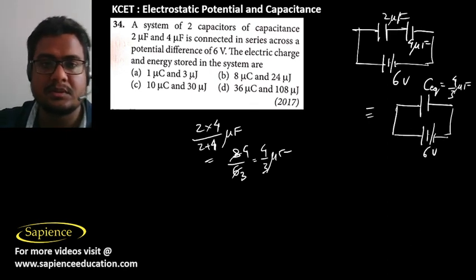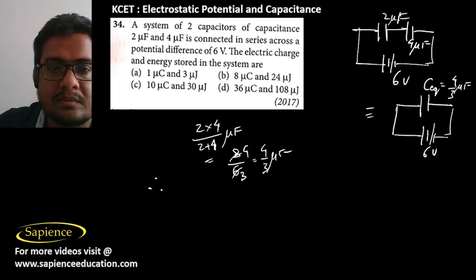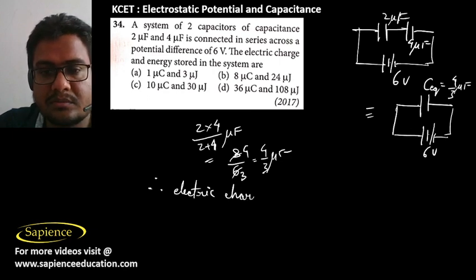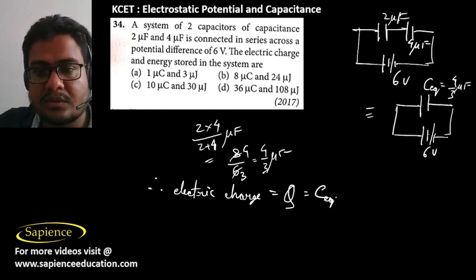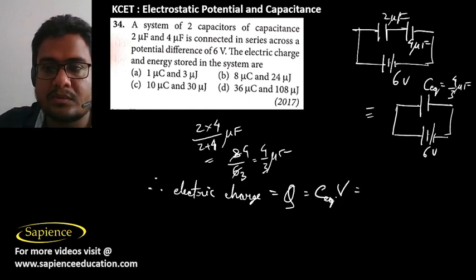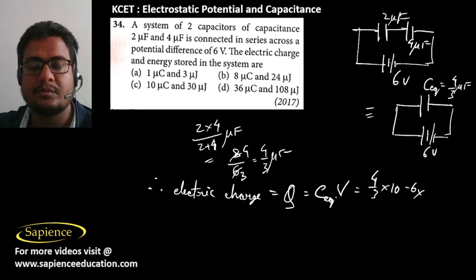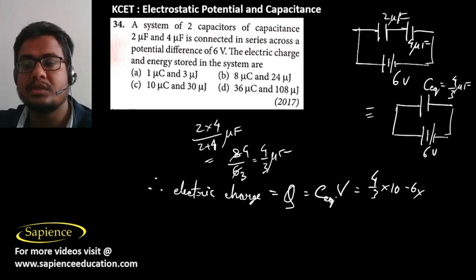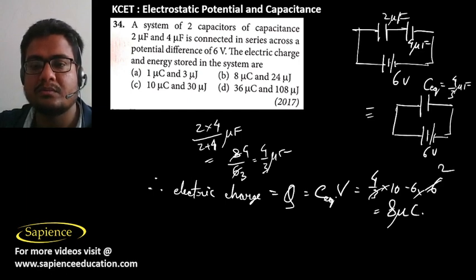6 volt is connected to it, so therefore the total electric charge stored in the system, Q, is equal to C equivalent into V. Q equal to 4 by 3 microfarad into V. V means the potential difference across these two capacitors, which is 6 volt. So 4 by 3 into 6, that is 8 microcoulomb.